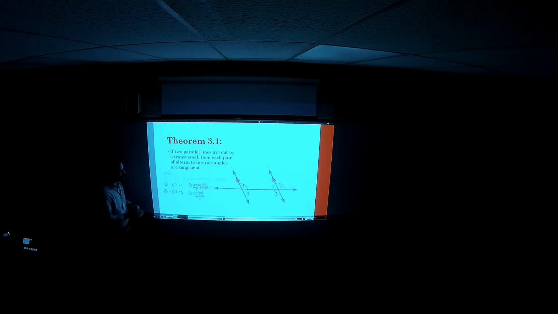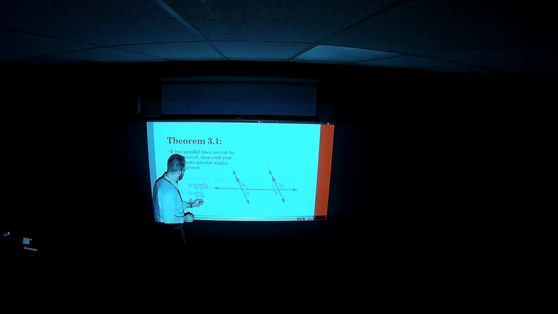So if 5 is equal to 1 and 5 is equal to 3, what can you tell me about 1 and 3? Yeah, they have to be equal because that's the transitive property of angles. These are all equal to each other. So angle 1 is definitely congruent to angle number 3, which is the transitive property. That was one of our theorems as well. And that is what we're trying to prove. We're trying to show that alternate interior angles are the same.